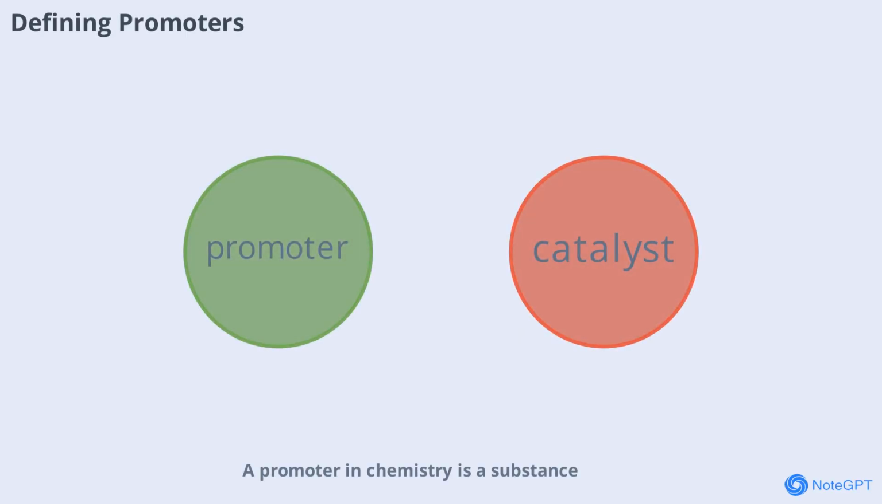A promoter in chemistry is a substance added to a catalyst to enhance its performance. Unlike catalysts, promoters are not directly involved in the chemical transformation itself. Instead, they work by improving the efficiency, selectivity, or stability of the catalyst. Think of a promoter as a behind-the-scenes helper, making sure the catalyst can do its job better. This distinction is important because it highlights the subtle yet powerful influence promoters have on chemical processes. Understanding this definition sets the foundation for exploring their real-world applications.